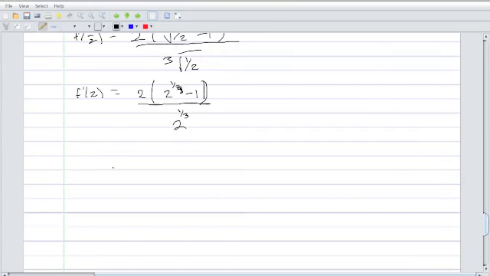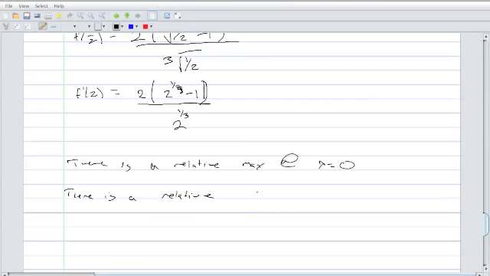So there is a relative maximum at x equals 0, and there is a relative minimum at x equals 1. Okay.